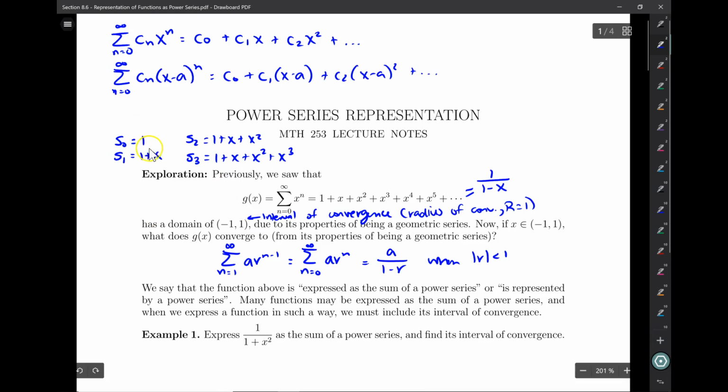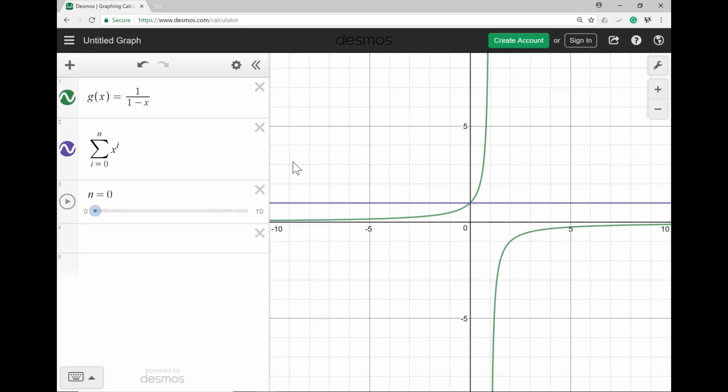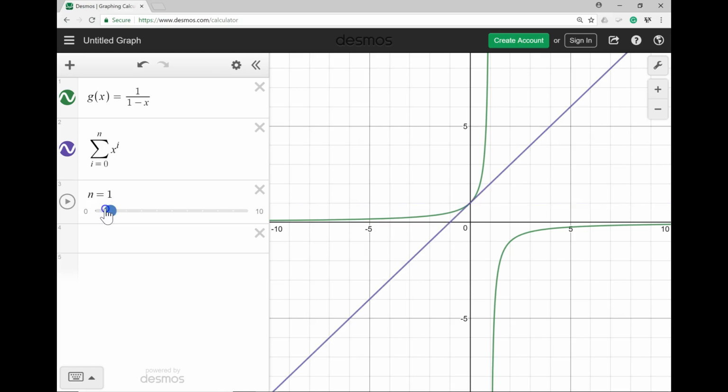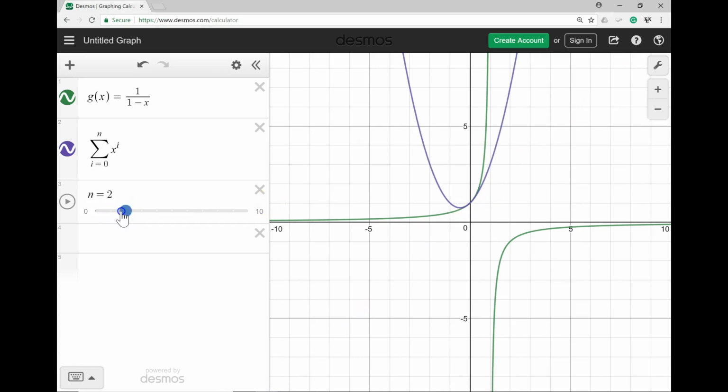So again, notice the partial sums here. The 0th partial sum is just a constant, 1. The first partial sum is 1 plus x, which would be linear. The second is 1 plus x squared, which would be quadratic. And then cubic and so on from there. So notice that as we increase the n value, right now the 0th partial sum is just the constant 1, and then now it's linear. Notice that it's nicely tangent at the center, 0. And then at 2, now I have a quadratic. So notice it's fitting the curve a little bit better now.